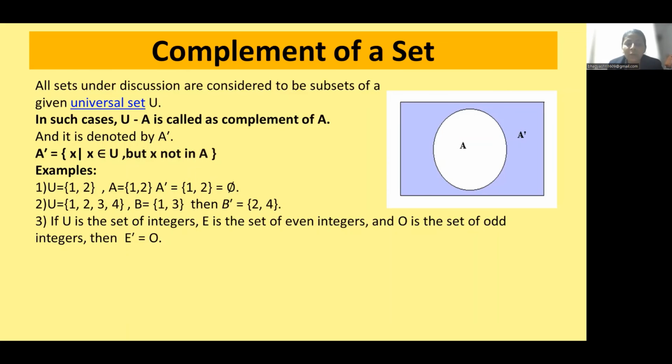Then next, if U is a set of integers, E is a set of even integers and O is a set of odd integers, then E dash is equal to O.